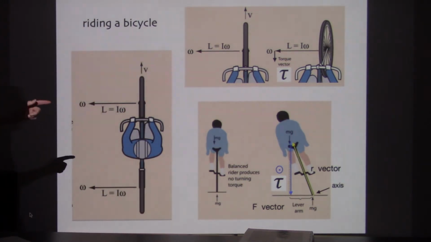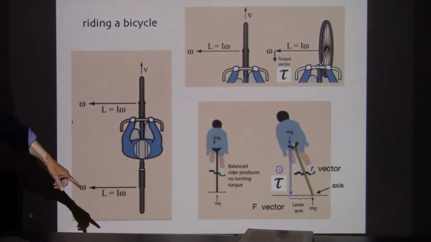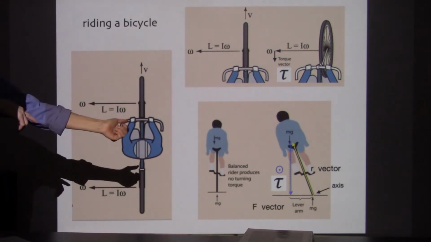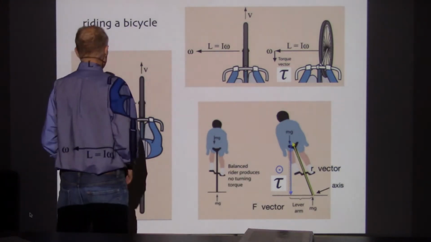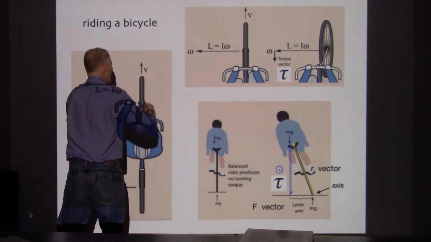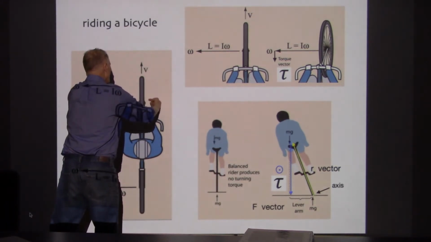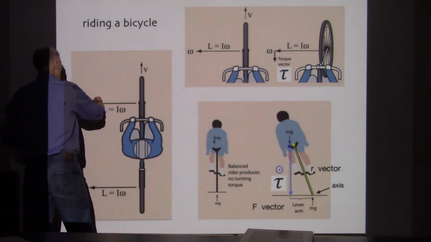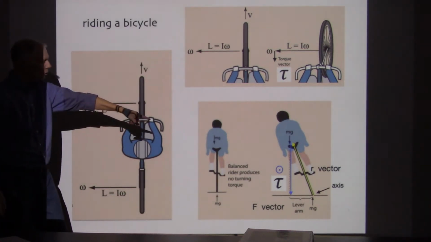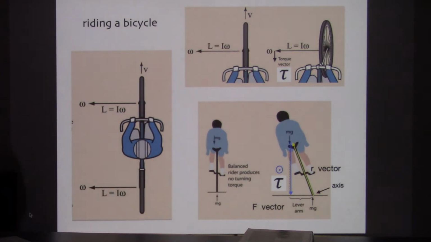Now, fortunately, this person is not at rest. If this person was at rest and they lean to the left, they just crash, right? It just rotates over. But fortunately, this person is riding along, and the bicycle wheels have already built up a lot of angular momentum. And so once you have angular momentum already built up, when a torque shows up, the torque redirects the angular momentum.